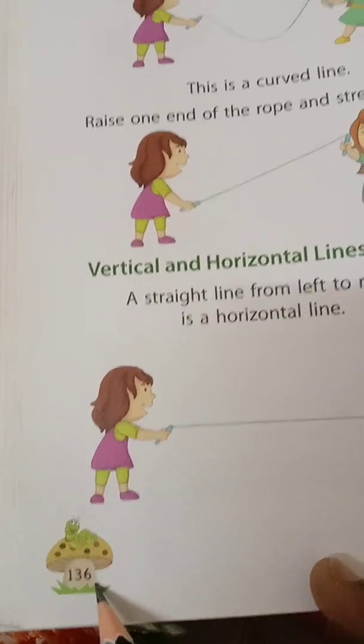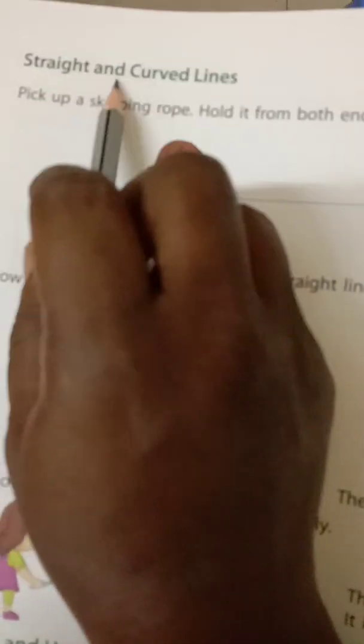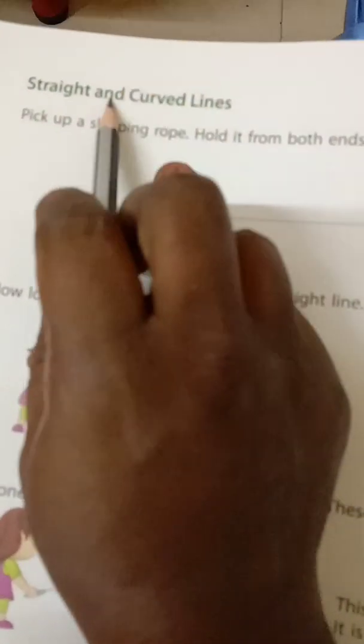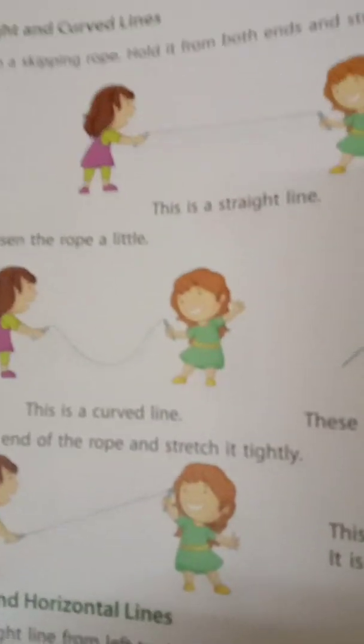Let us now do page number 136. So what is there on page 136? See, straight and curved lines. What are straight and curved lines?